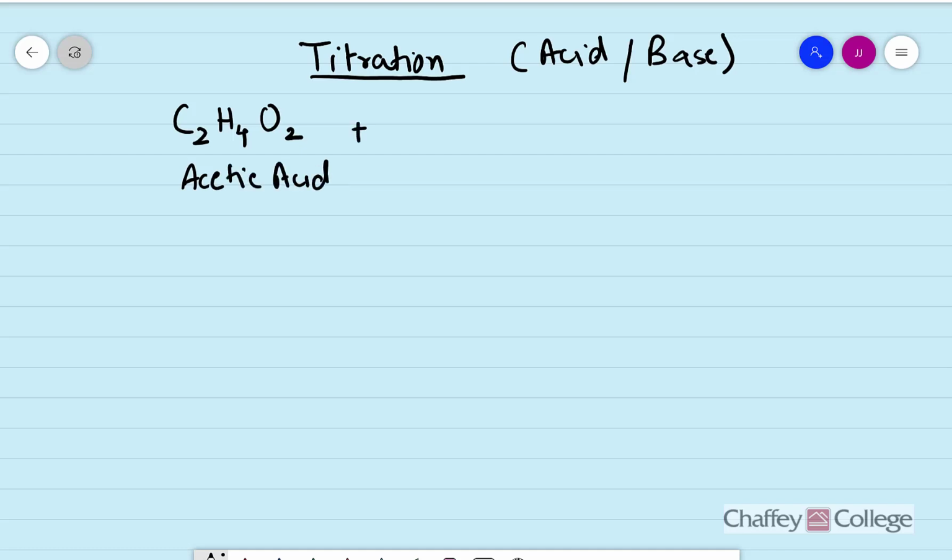Acetic acid reacts with a base, and we are going to use sodium hydroxide as a base today. And as usual, acid and base neutralize each other, and the products of this neutralization reaction are water and a salt. In this case, the salt will be sodium acetate.